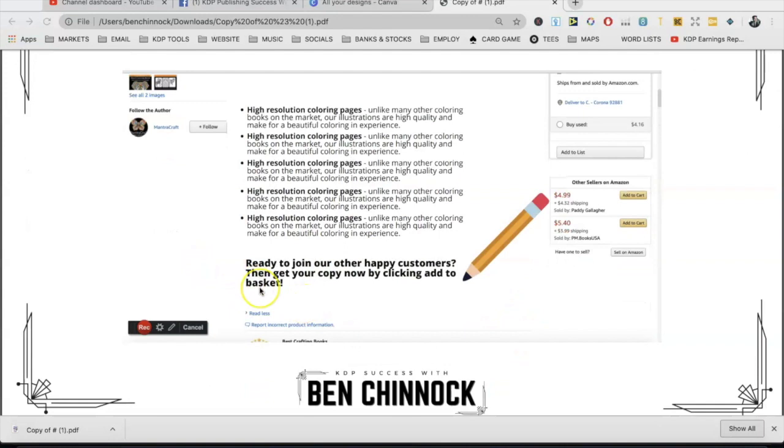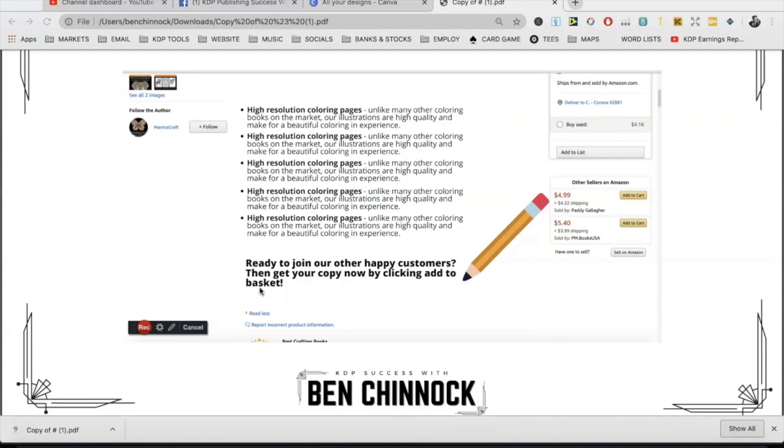In this example, I've written "ready to join our other happy customers?" This is quite clever because it's saying that customers have been happy with their purchase of our book, and there's an element of fear of missing out in there as well, which means that they're going to be missing out if they don't buy the book. Missing out on happiness generally, I suppose, along those lines. But generally the point of this is that you're getting them to make a decision.